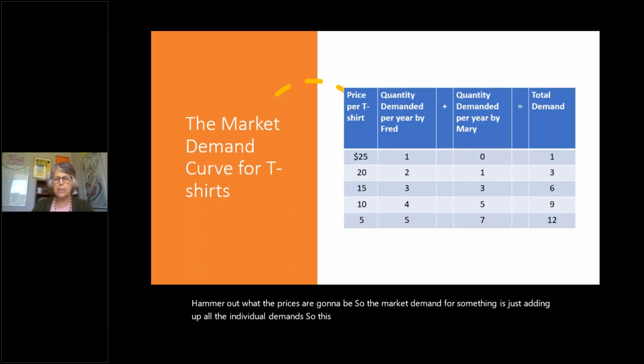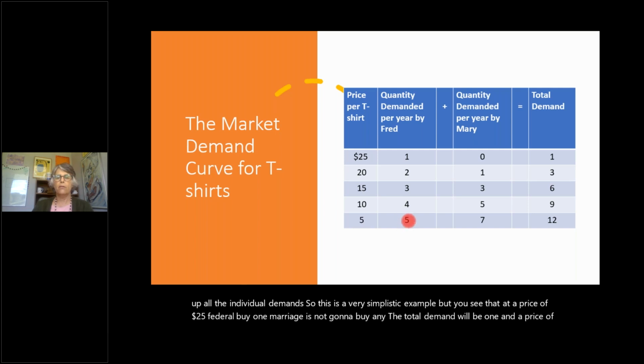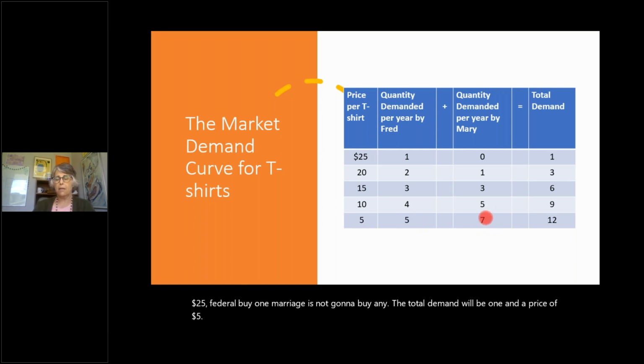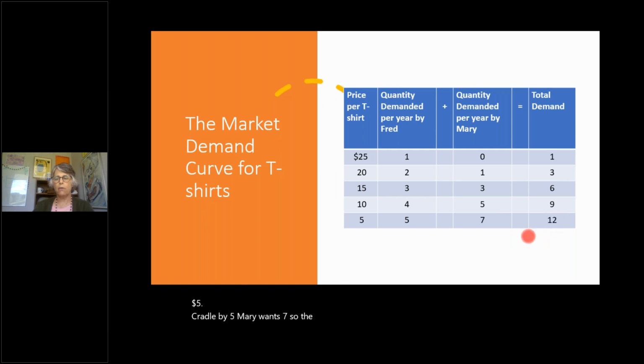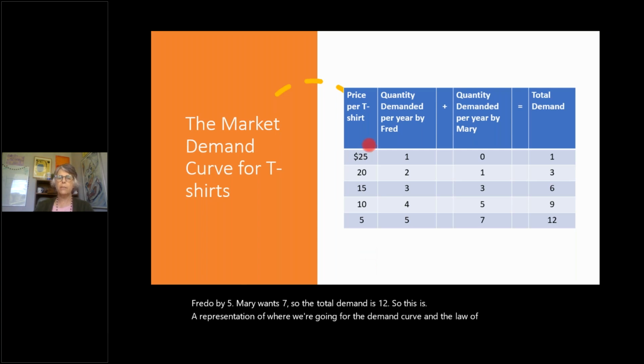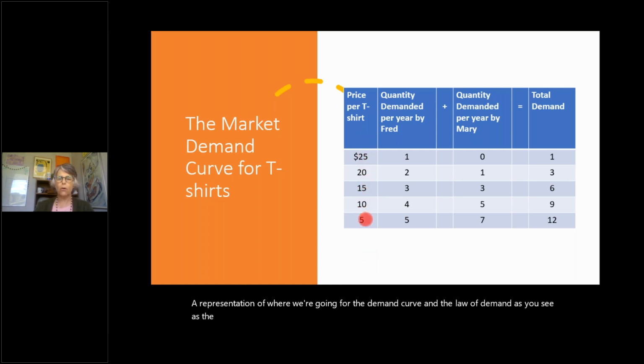So this is a very simplistic example, but you see that at a price of $25, Fred will buy 1. Mary is not going to buy any. The total demand will be 1. At a price of $5, Fred will buy 5. Mary wants 7, so the total demand is 12. So this is a representation of where we're going for the demand curve and the law of demand. As you see, as the price falls, the quantity demanded increases.